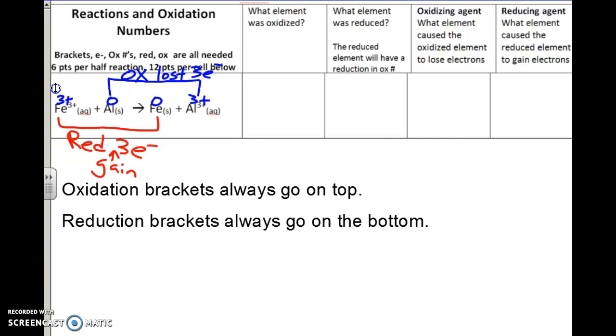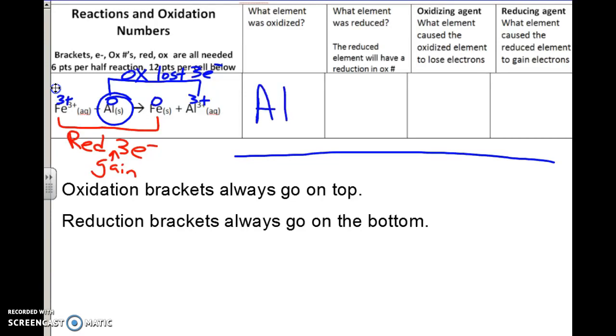So it's asking what element is oxidized. Remember, for these parts right here, everything is on the reactant side. Nothing is found on the product side. So what is oxidized? Well, this aluminum is oxidized. What is reduced? Well, this Fe3 positive is reduced.